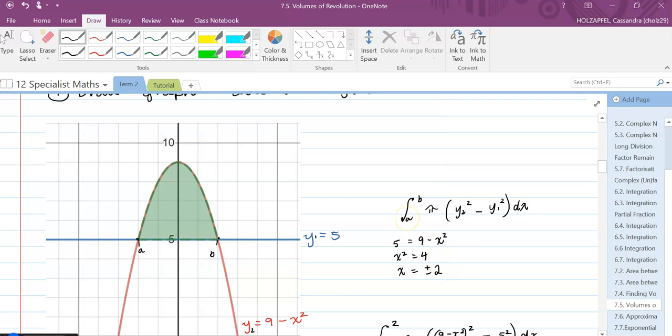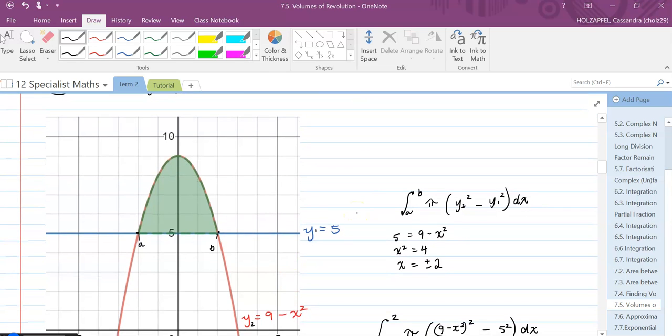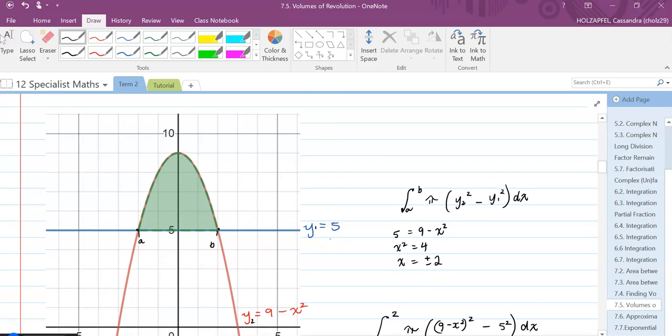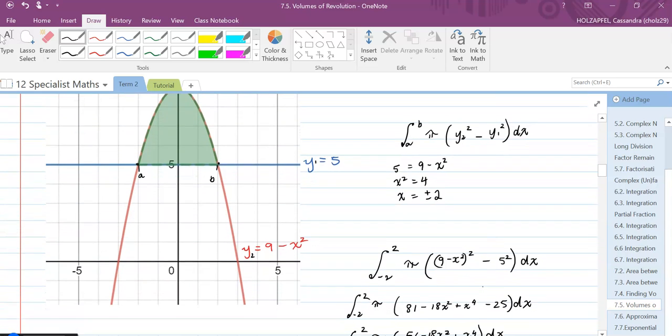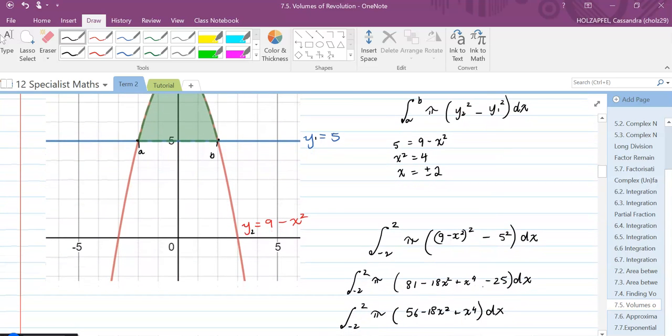So I can substitute those values in, and I can also substitute the equations y is equal to 9 minus x squared and y is equal to 5 into my integration function now. So you can see I'm going to do 9 minus x squared, take away 5 squared. I can expand this function out now, and then integrate this simplified function.